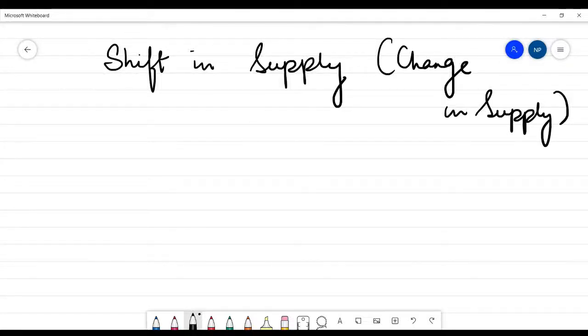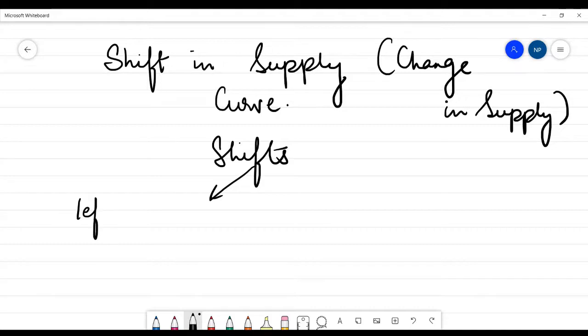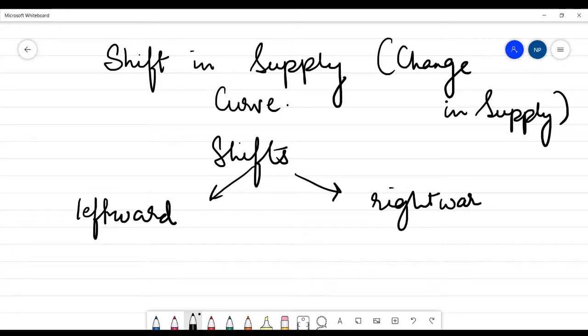Welcome class. Today we are going to study about shift in supply curve due to change in supply. In the previous live class we talked about change in price, how it applies shift in the supply curve. So when there is shift in supply curve due to change in supply, we get two types of shifts. First we have the leftward shift and second we have the rightward shift. Now what do you understand by the leftward shift?